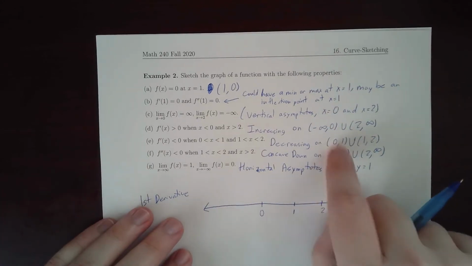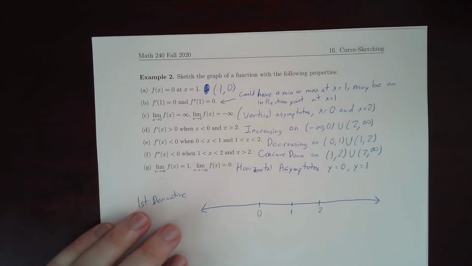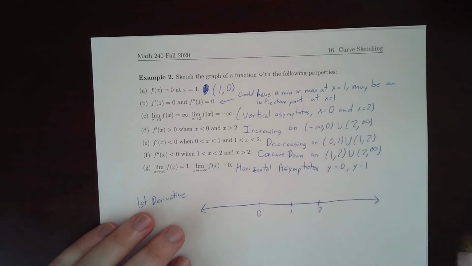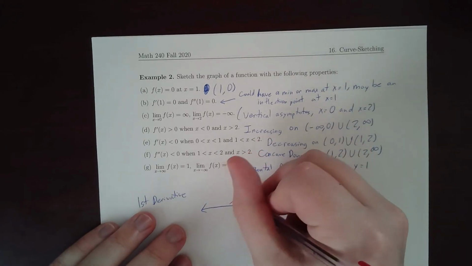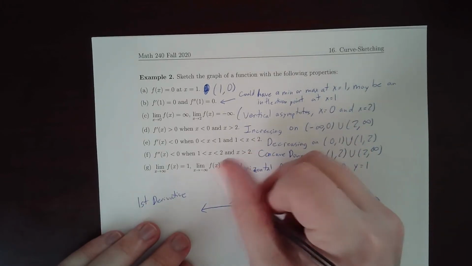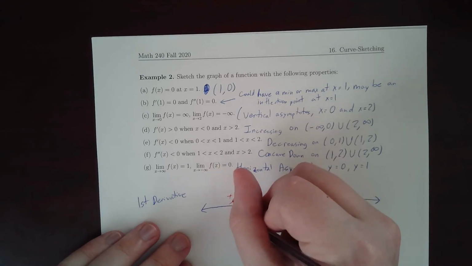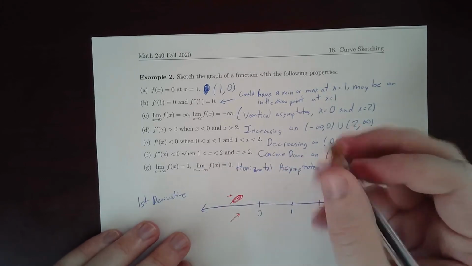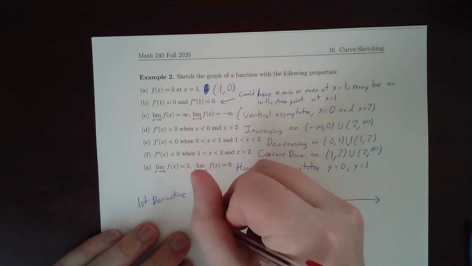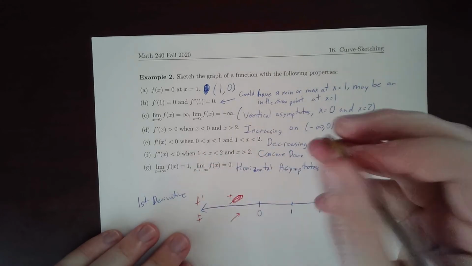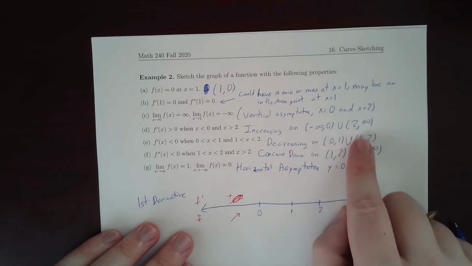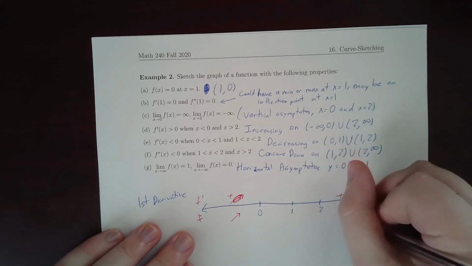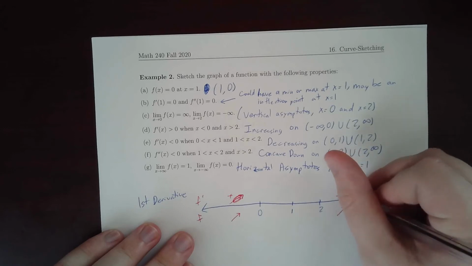But we know that we're increasing on negative infinity to 0. So when we are on this interval, we are going up. We're positive, so we're increasing. So this is f prime, this is f. And we're also increasing on 2 to infinity. So this is positive, this is increasing.